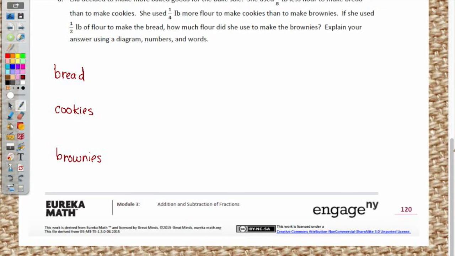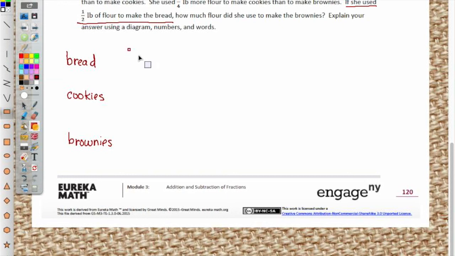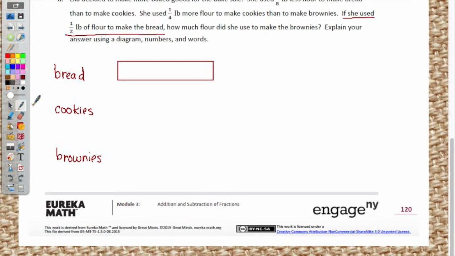Okay, so I'm going to go through here and figure out which one of these we already know. We know bread. How do we know bread? Read me the sentence. If she used 1/2 pound of flour to make bread. So do we know how much she used for bread? Yes, 1/2 pound. Now this is where you have to be very careful. All your tape diagrams are going to come back to look at this 1/2 pound. So it's got to be straight. It's got to be lined up with bread. And we know this is 1/2 pound of flour.